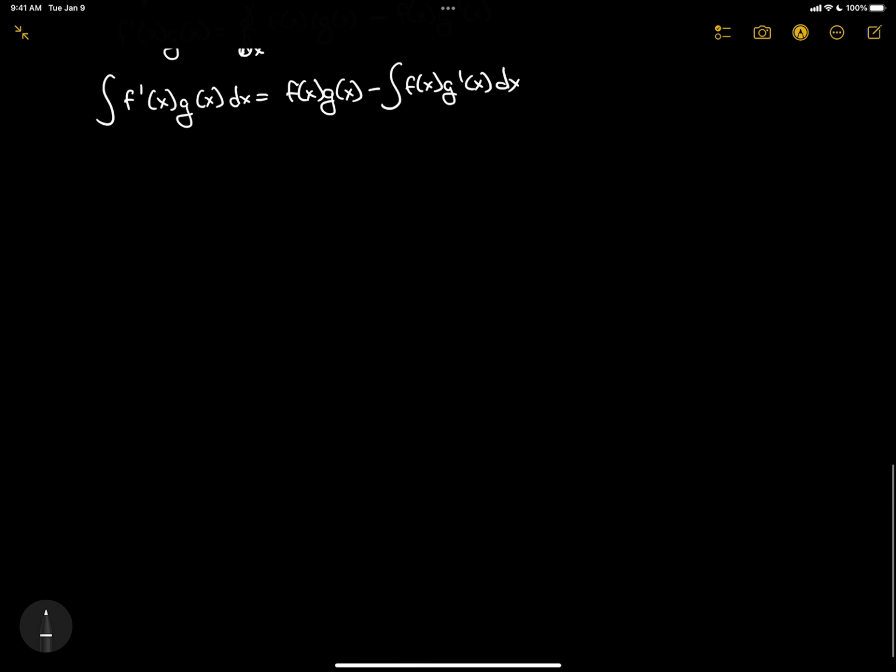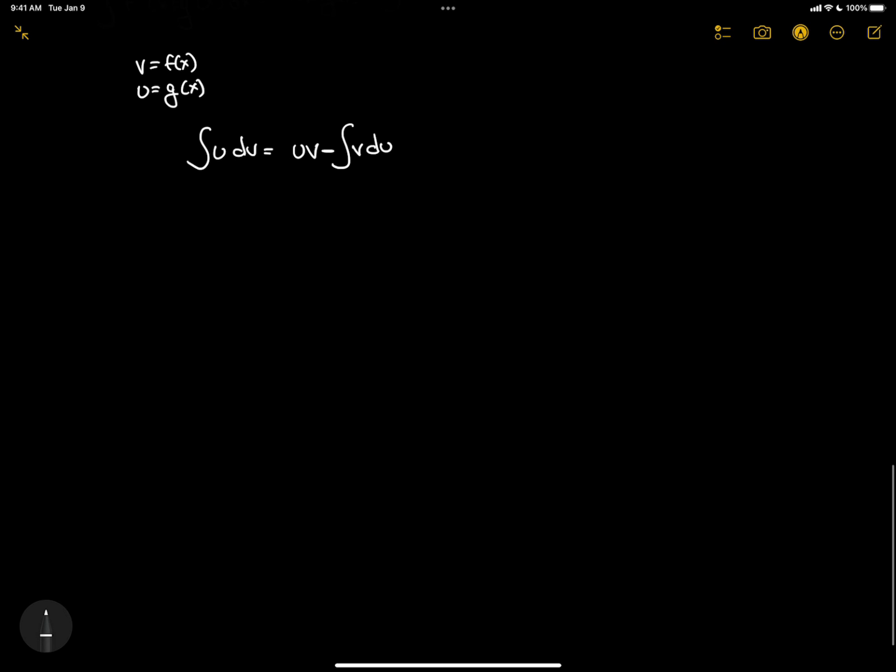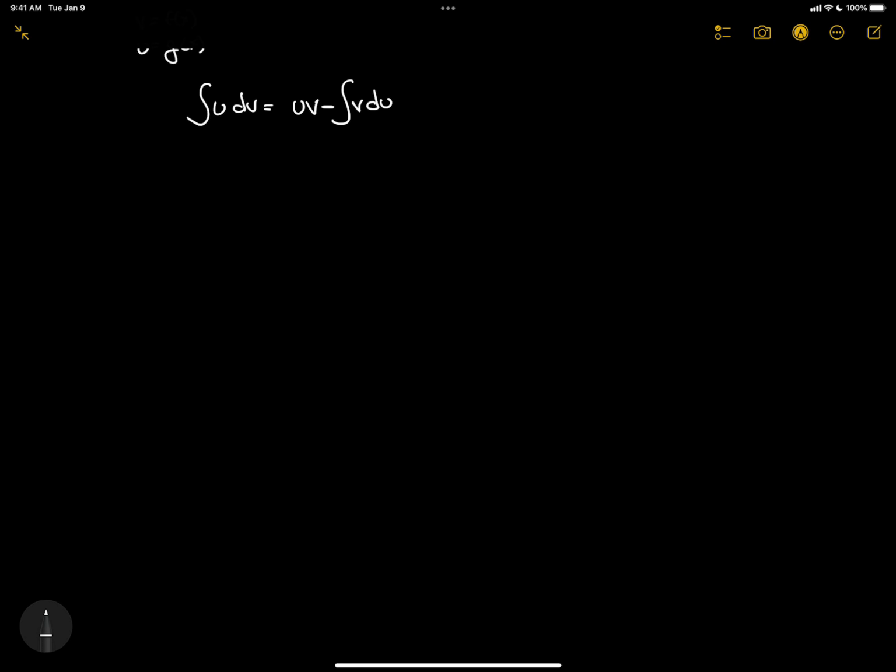And so to simplify it down here, most of the time we just use some substitution. We usually call v f of x, and I'm going to call u here g of x. If I do that, this rule gets simplified really quickly to become the integral of u dv is going to be equal to uv minus the integral of v du. Okay? So now let's see how we can use this rule to help us solve this next example.